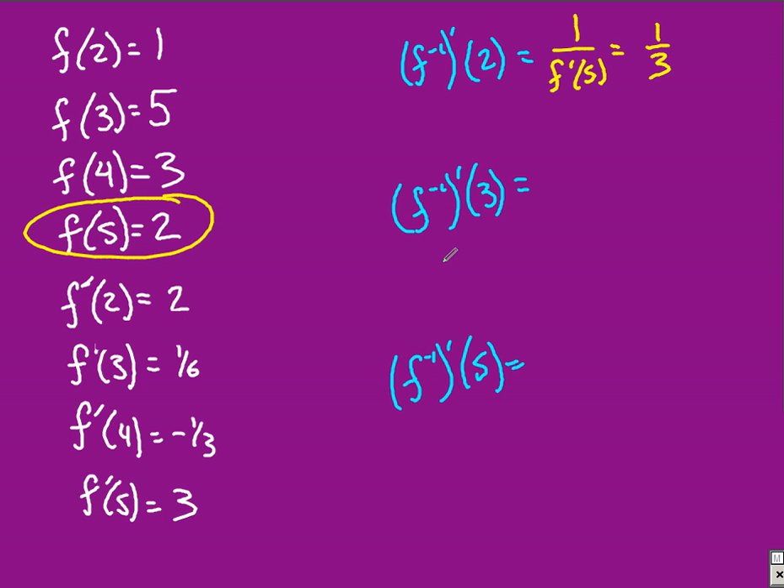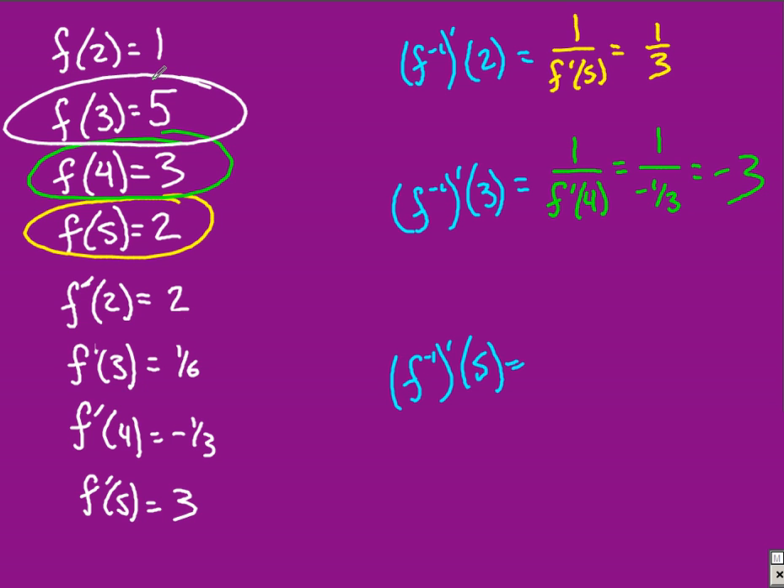For the next one, when does the function equal 3? That happens at f of 4. So 1 over f prime of 4. f prime of 4 is negative 1/3. 1 over negative 1/3 gives me a negative 3 as my answer. And this last one, I'll do it in white. f of 5. 5 happens when we have a functional value of 3. So now I have 1 over f prime of 3. f prime of 3 is 1/6. 1 over 1/6, so my answer is 6.